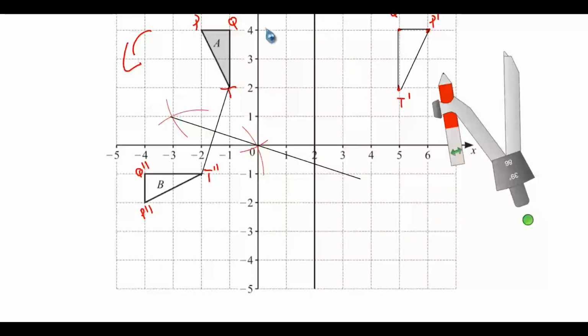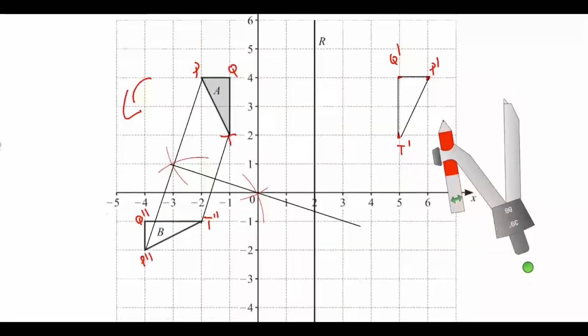So let's bisect another line. So in this case, let's take which one? P and P prime prime. So let's connect P and P prime prime together. So this is P and P prime prime. So we're going to bisect this. So where the two perpendicular bisectors meet will be the center of rotation.